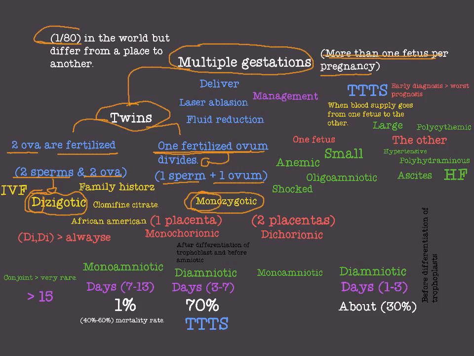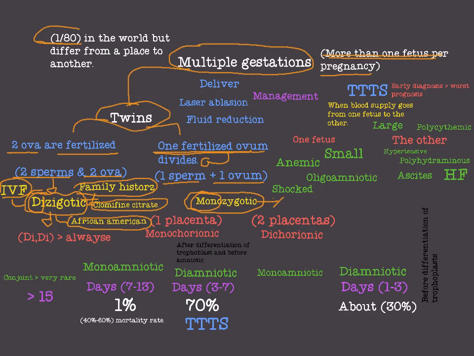Okay, the dizygotic risk factors are family history of previous multiple gestations, clomiphene citrate, PCOS treatment or fertility treatment drugs, in vitro fertilization, and African American ethnicity. These all are risk factors of dizygotic. But in monozygotic there is no inheritable method of giving that type, so it is not familial.